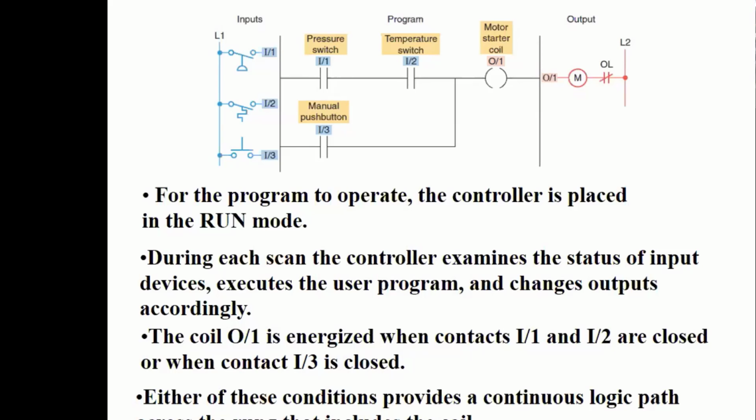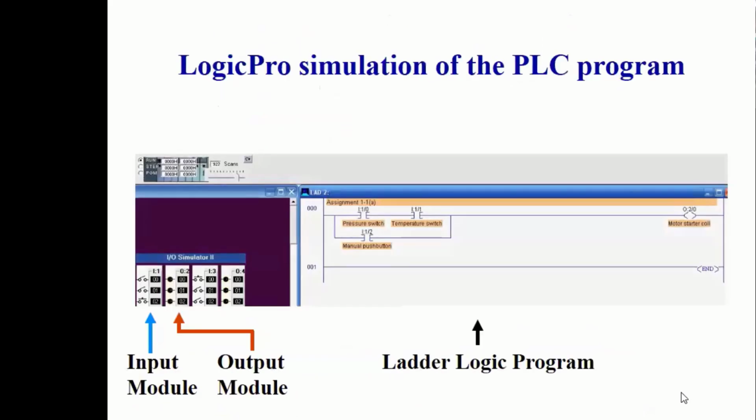So the coil, in this case output 1, will be energized when contacts I1 and I2, or input 1 and input 2, are closed, or when contact I3 is closed, which is the manual push button. Either of those instructions will provide a continuous logic across the run that includes the coil. So that's a basic operation of industrially automated control systems.